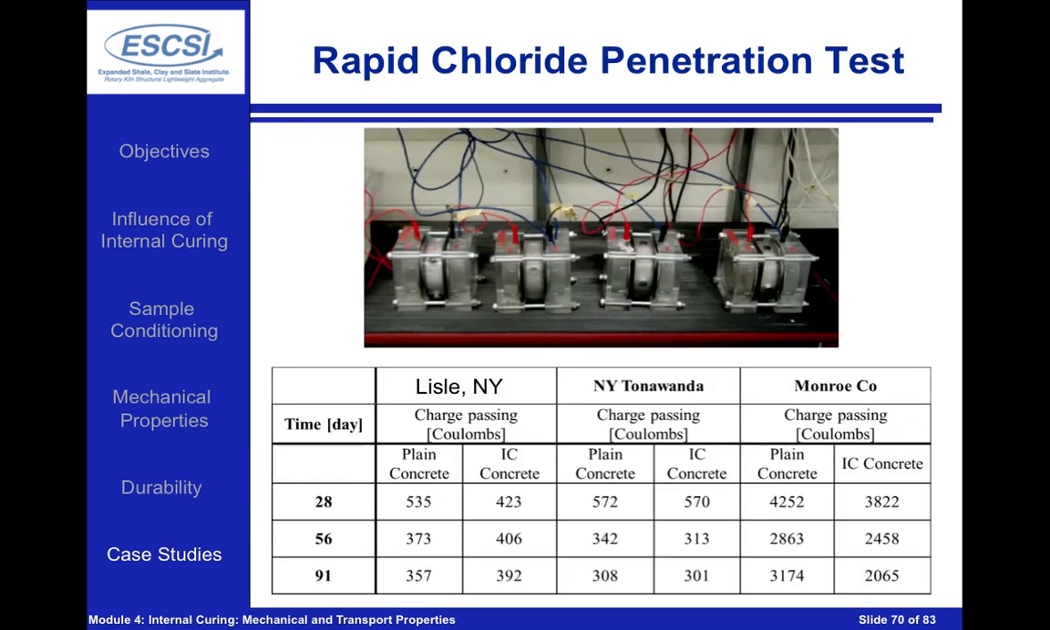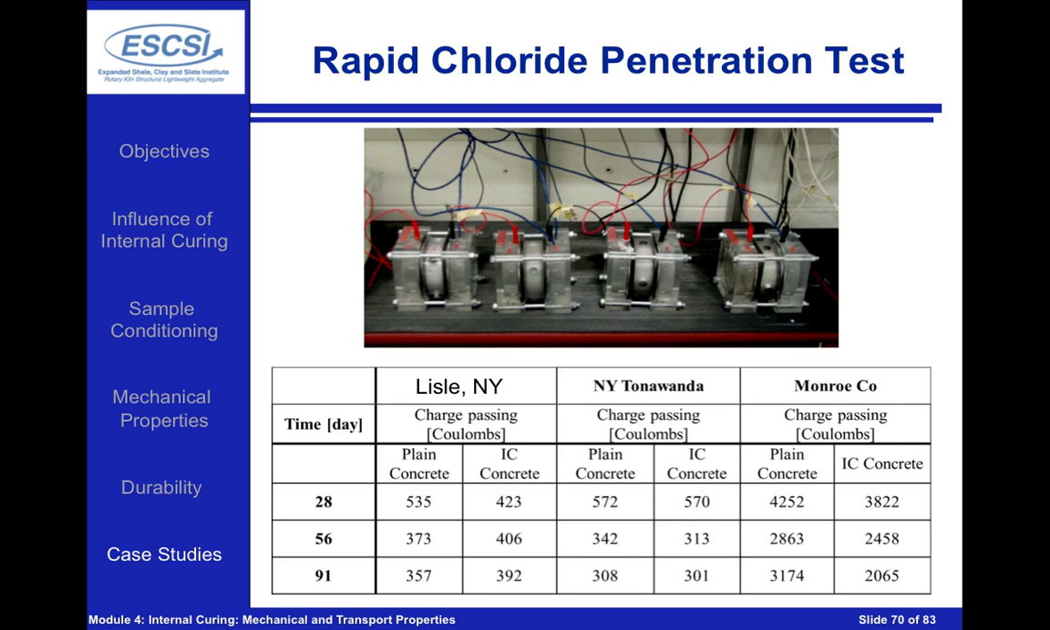Now, what are some of the typical measurements that you'll see on site when you look at internally cured concrete and conventional concretes? Here we see a comparison of 3 of the bridge decks that we're monitoring. Plain concrete shown here on the left-hand side, internal cured concrete shown on the right-hand side. And we see for the high-performance internally cured concretes in Lisle and Tonawanda, New York, we see a very similar rapid chloride permeability between the plain and internally cured concrete. Again, in both of these cases, they're really high-performance internally cured concretes, so you're going to see very low RCPT numbers, and you're also going to notice that they're very similar from the plain to the internally cured concrete.